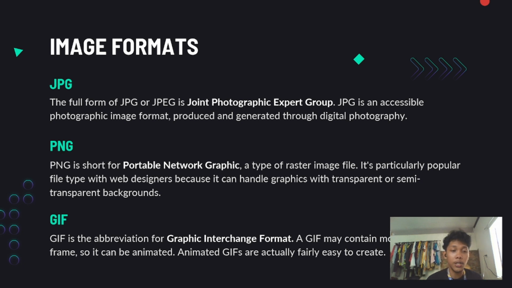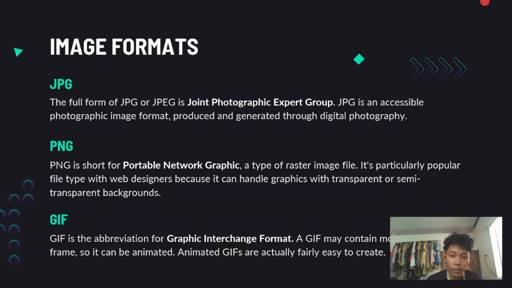Unlike JPEG, PNG is used for raster images, it can be transparent, and it supports layers. So PNG is used by web designers, usually on screen or digital. You can't really use it like a physical picture. So yeah, that's PNG. And GIF is the abbreviation for graphic interchange format.